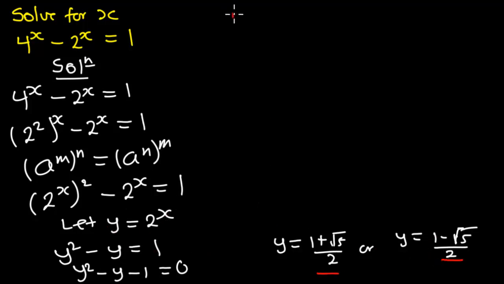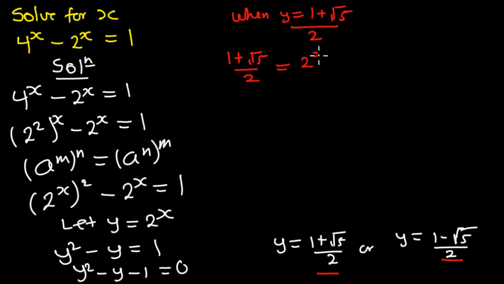So let's consider when y is equal to 1 plus or minus the square root of 5 all over 2. So from there, we are going to have 1 plus or minus the square root of 5 all over 2 is equal to 2 to the power x. Now what are we getting for x? To be able to get x over here, we need to take the log of both sides. So we are going to have log of 1 plus square root of 5 all over 2 is equal to the log of 2 to the power x.